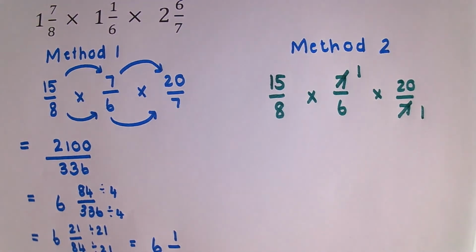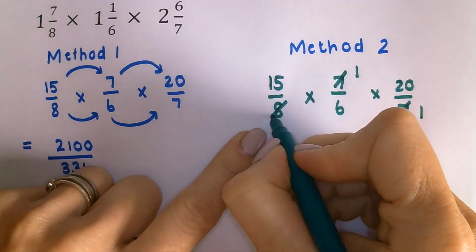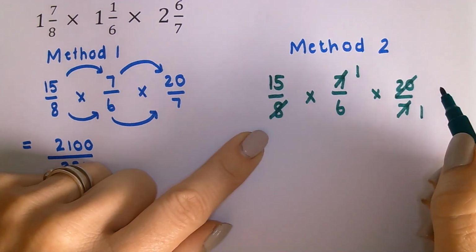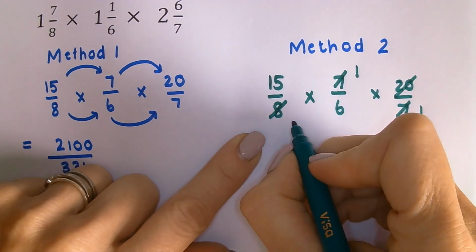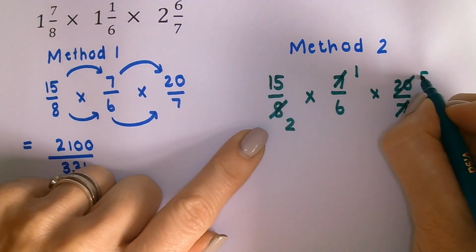Okay, so we're happy with that. Now I'm going to choose 8 and 20. What can go into 8 and 20? I know that something can go in, and the biggest number that can go in is 4. So 4 can go into 8 twice, and 4 can go into 20 5 times.